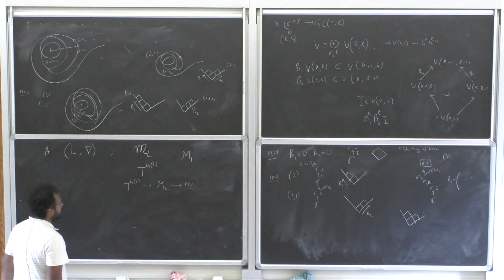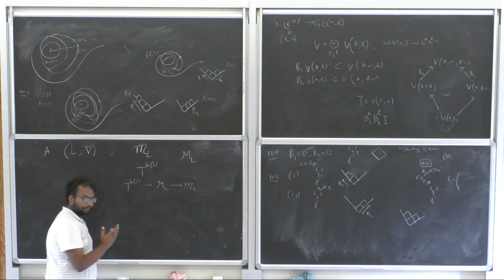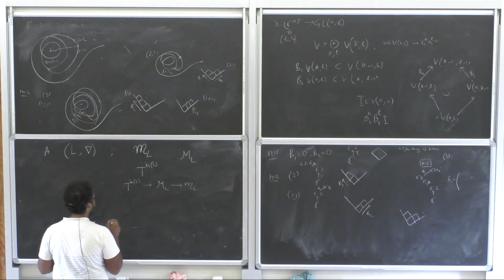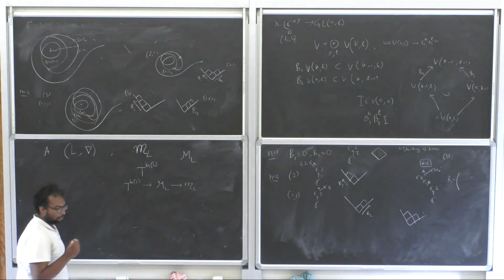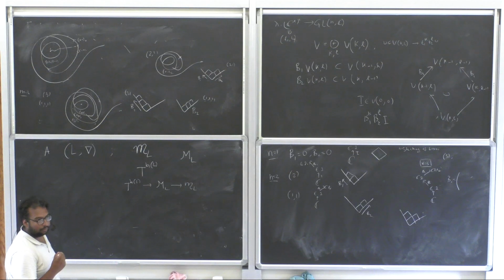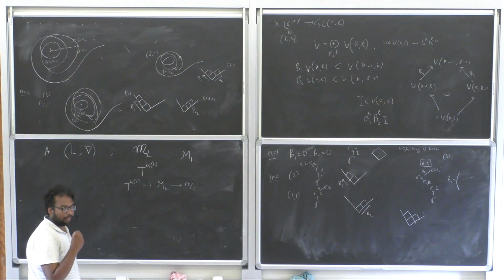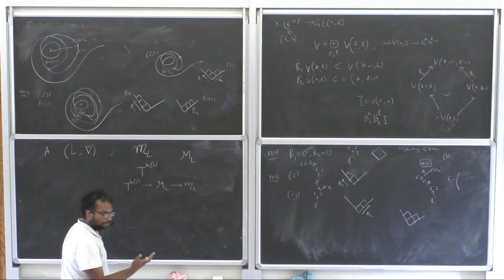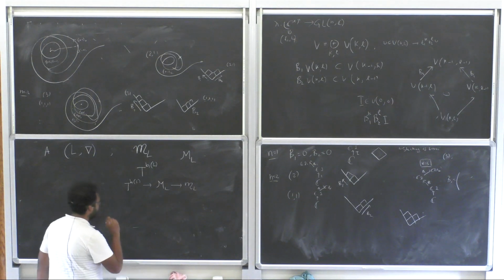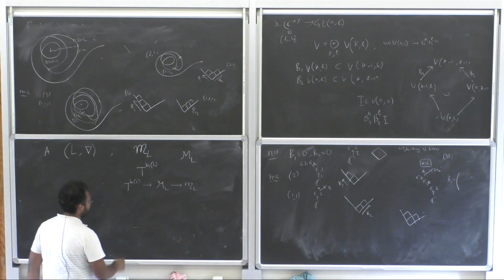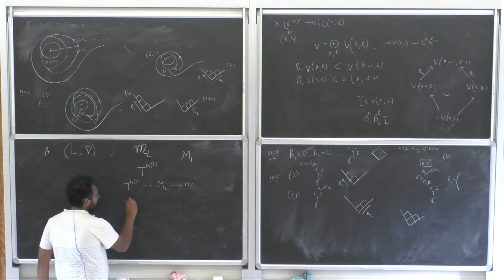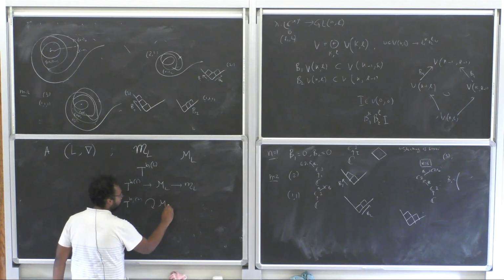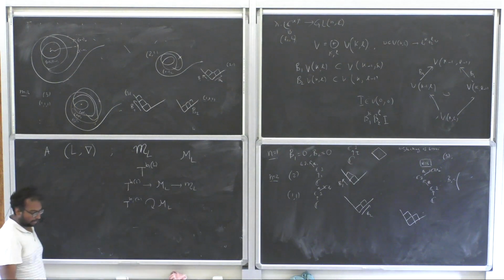And now you have an action of T to the B1 on M, L, right? So then the claim is that we look for the fixed points of this T to the B1 action. And these fixed points are related to the networks in the sense which I'm going to describe right now. But first, let's try to understand the definition. So this T to the B1 acts on this M, and the fixed points are the ones where the full torus degenerates, right?